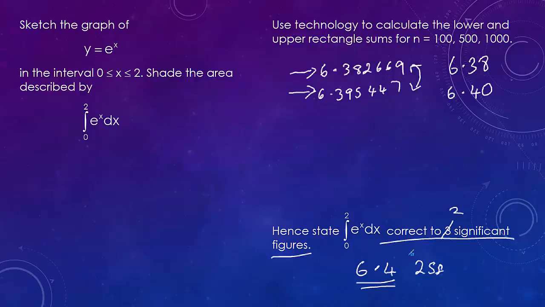So always be aware of that. In order to use an interval to give you an answer to three significant figures, both the lower and upper bound need to both round to the same thing correct to three significant figures.